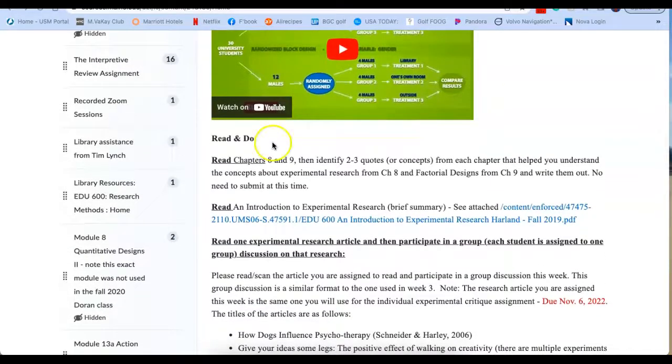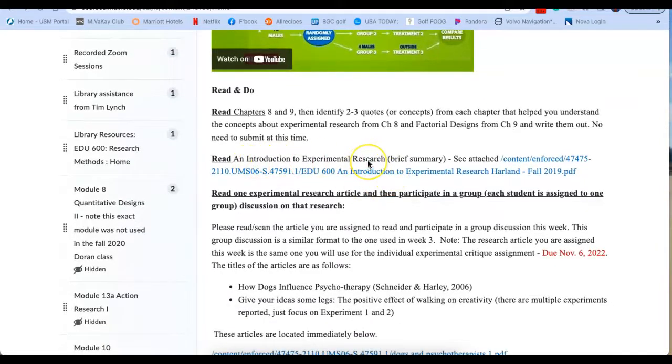Now, nuts and bolts for the week. Read chapters 8 and 9. I say identify 2 to 3 quotes from each one of the chapters that help you understand each one of these chapters. Write them out, and you don't need to submit those to me at this point. This really is the honor system. If you want to do it, that's great. I will not collect anything. I may circle back to these 2 or 3 quotes later on in the course. I'd like you to read an introduction to experimental research.